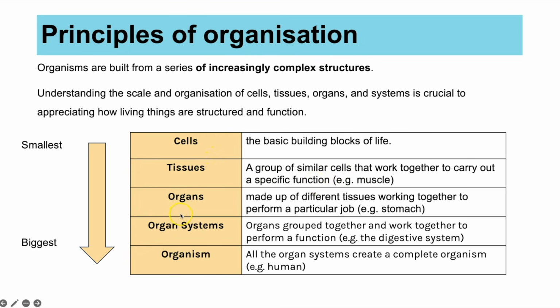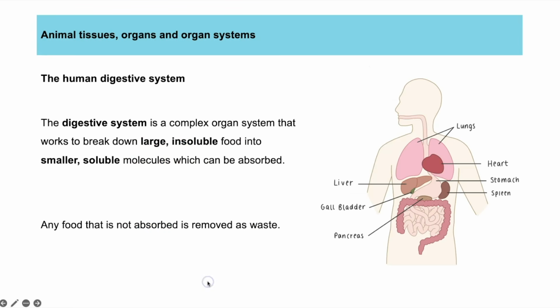The next structure up in terms of size is organs, and organs are made up of different tissues working together to perform a particular function, for example, the stomach. And then organ systems are lots of organs grouped together, which work together to perform a function, like the digestive system, which we'll be covering. And then the largest is an entire organism, which means a living thing, and organisms are made up of different organ systems working together, and an organism could be a human, for example.